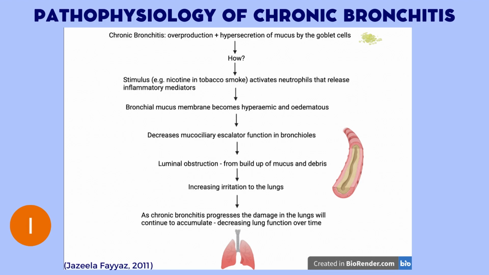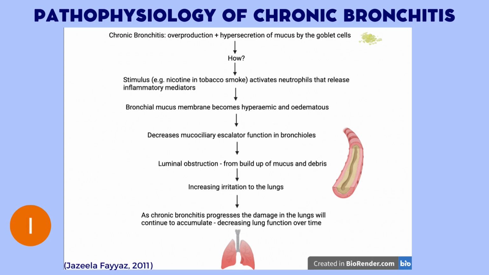Now focusing on the pathophysiology of chronic bronchitis. Chronic bronchitis is essentially caused by the overproduction and hypersecretion of mucus by goblet cells. This occurs when a stimulus such as nicotine in tobacco smoke activates the neutrophils, which release inflammatory mediators.